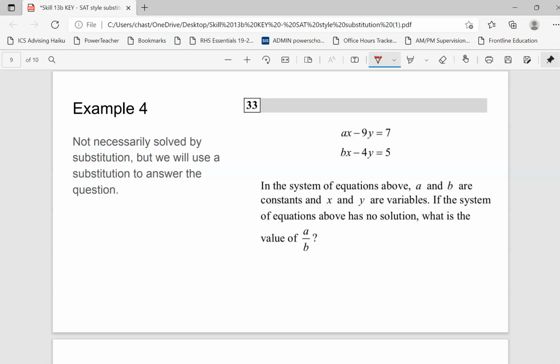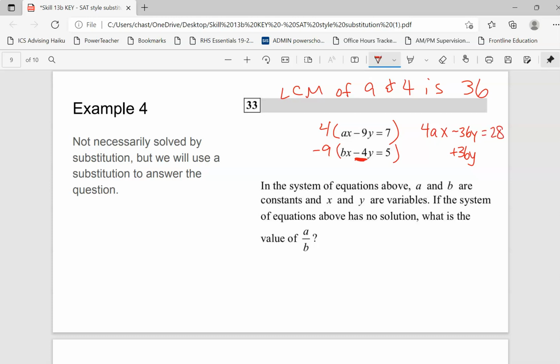So to do this, I'm going to look at the 9 and the 4. The LCM of 9 and 4 is going to be 36. So negative 9 times 4 makes that a negative 36y. So then I need to multiply the bottom equation. I need to make this a positive 36, so I need to multiply by negative 9. So give me positive 36y. Now I'm just going to multiply everything else. So I get 4ax minus 36y equals 28. And on the bottom row, I get negative 9bx plus 36y equals negative 45.